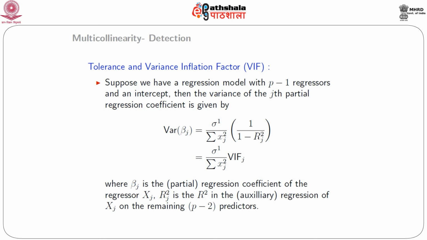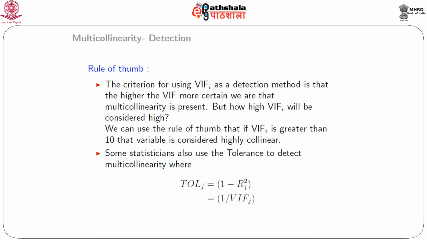So beta j here is the partial regression coefficient of the regressor xj. Rj square is the R square in the auxiliary regression of xj on the remaining p minus 2 predictors. And the rule of thumb for using variance inflation factor as a detection method is that the higher the variance inflation factor, the more certain we are that multicollinearity is present. But when I say high, I have to give you a threshold value beyond which, if VIF reaches it, we say that multicollinearity is present.